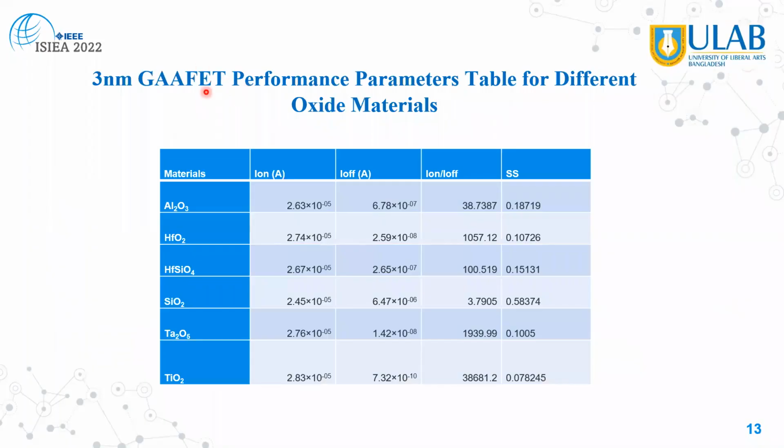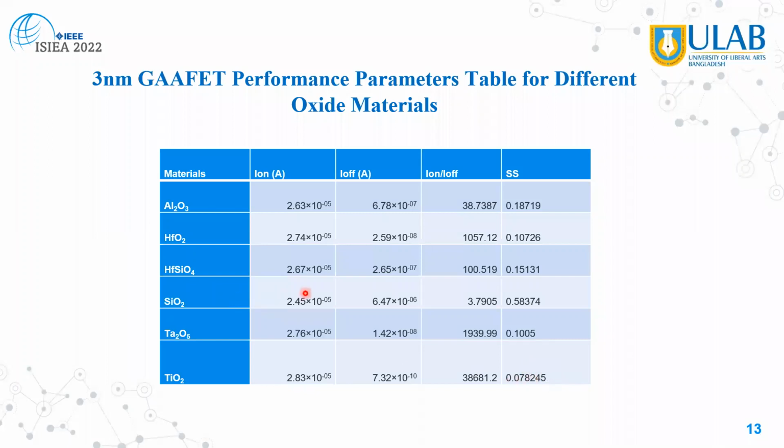Moving on. So this is the performance parameters table for different gate oxide materials. If you notice the last row of the table, titanium oxide is giving us the highest on current and the lowest off current, or the leakage current. The Ion/Ioff ratio, the on and off current ratio, is the highest for titanium oxide, and the subthreshold slope, the subthreshold swing, which is a short channel effect, is the lowest for titanium oxide.